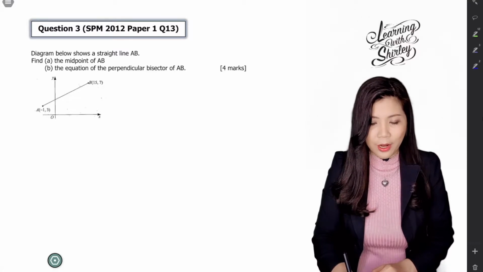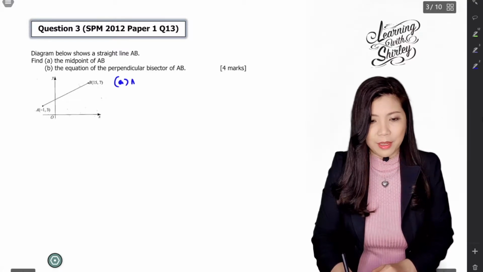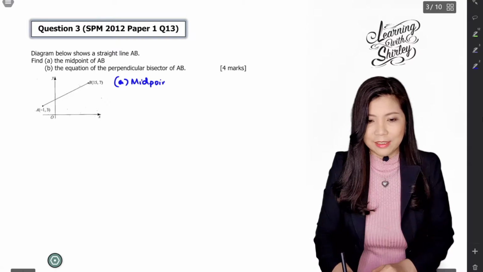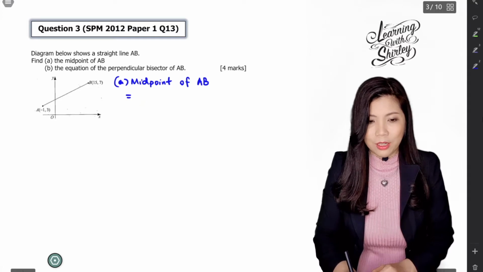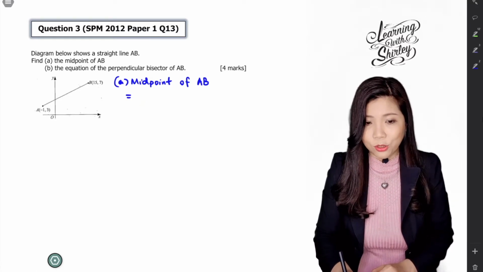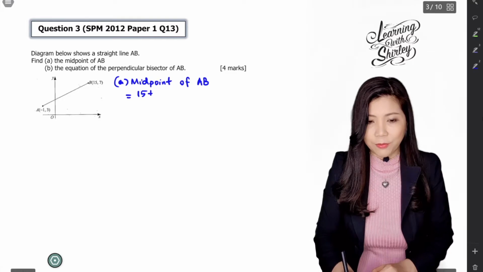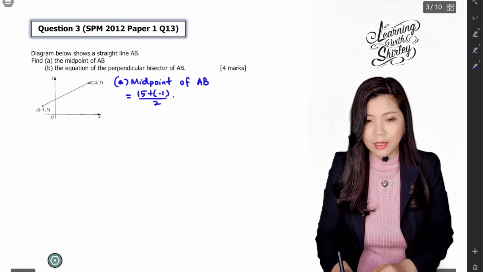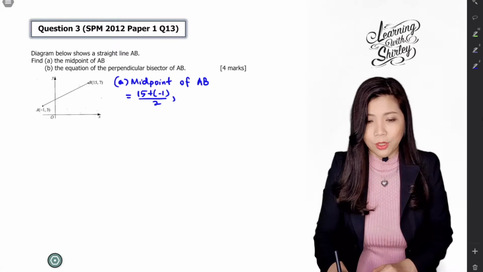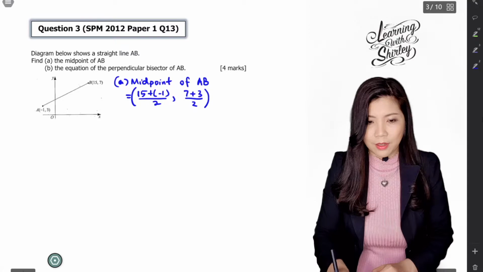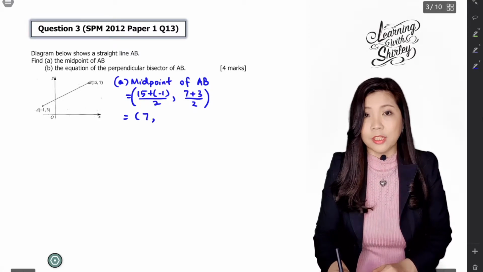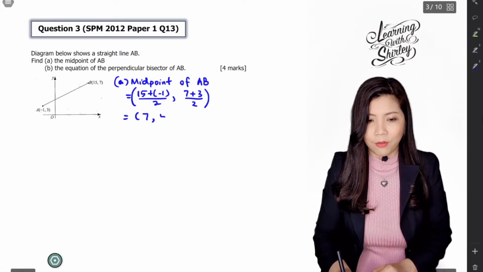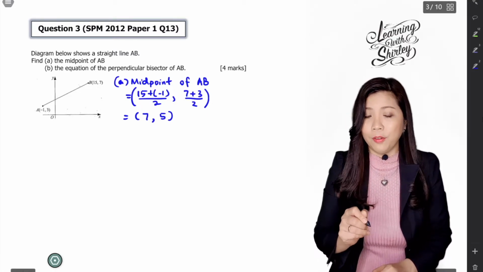So for A, we're going to find the midpoint of AB. It equals, I'm going to use x1 plus x2 over 2, which is 15 plus negative 1 over 2. Then y1 plus y2 over 2, so it'll be 7 plus 3 over 2. So 15 minus 1 is 14, 14 divided by 2 is 7, and 7 plus 3 is 10, 10 divided by 2 is 5. So that's the answer for A, (7, 5).